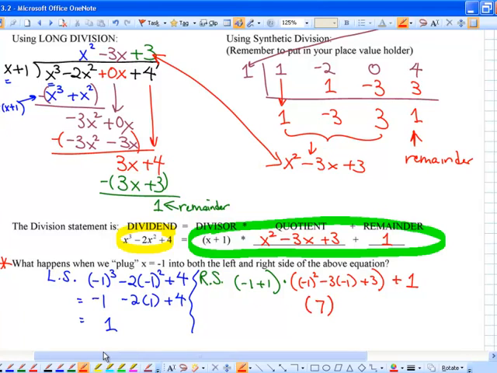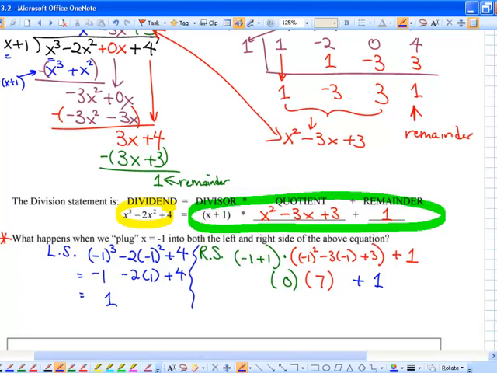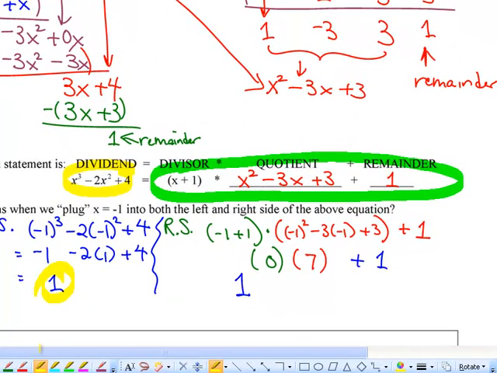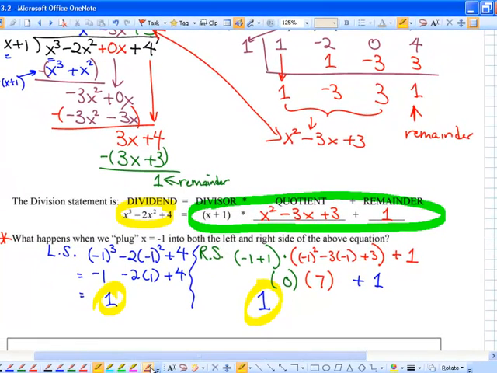Okay. The green stuff, negative 1 plus 1, that's 0. And then we're going to add 1 here. What's 0 times 7? Oh yeah, that's 0. Plus 1. 1. What's so significant about this number 1? Yeah, the left side and right side equal. That's true. But what is 1 from above? If you said that 1 seems to be the remainder, you are correct.